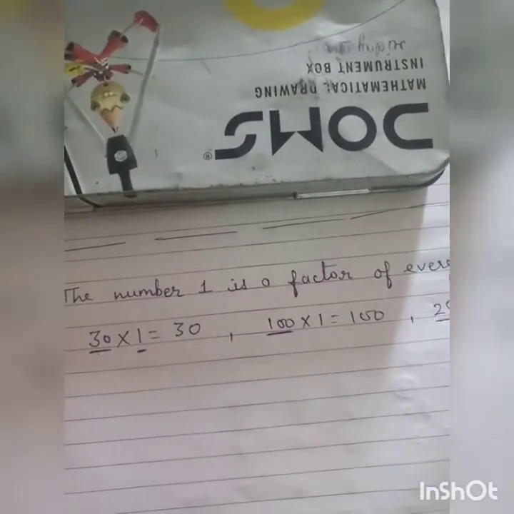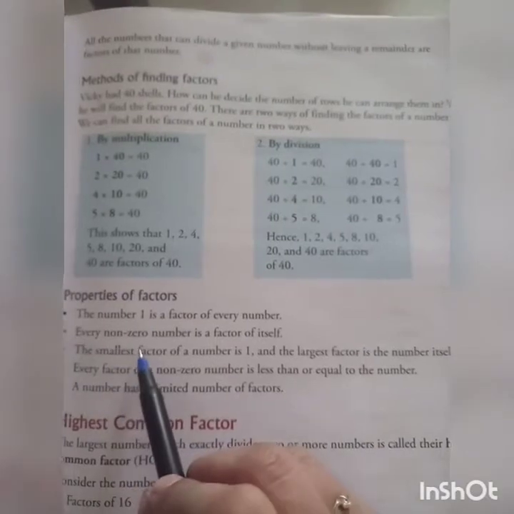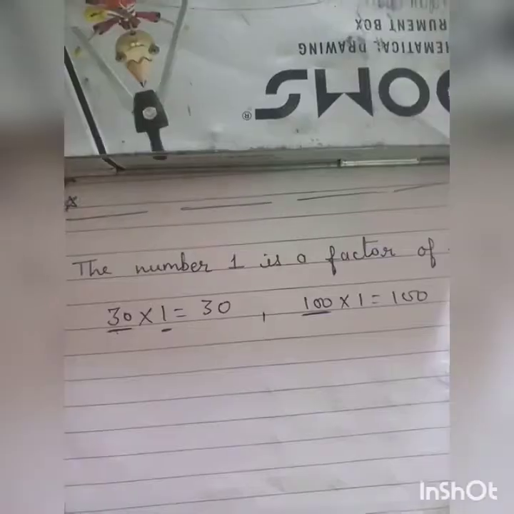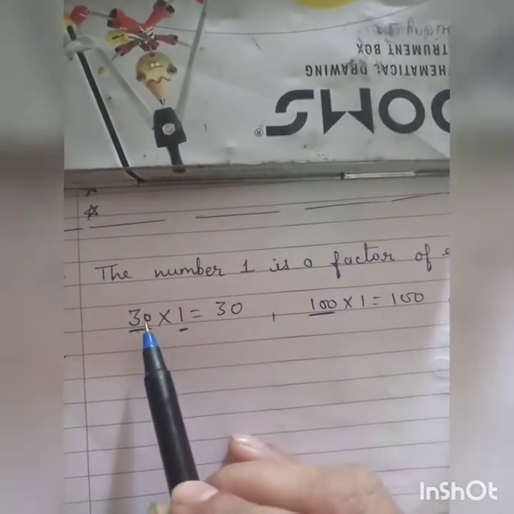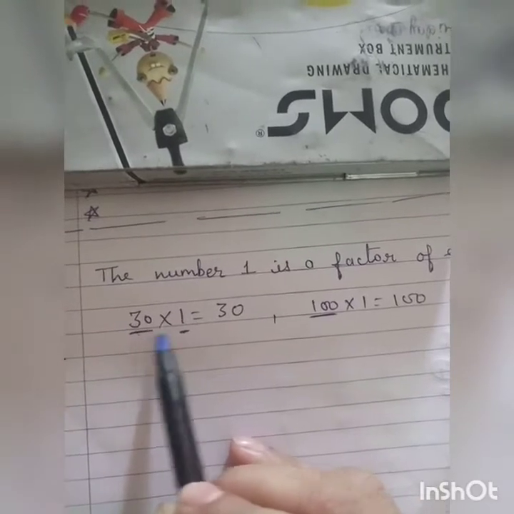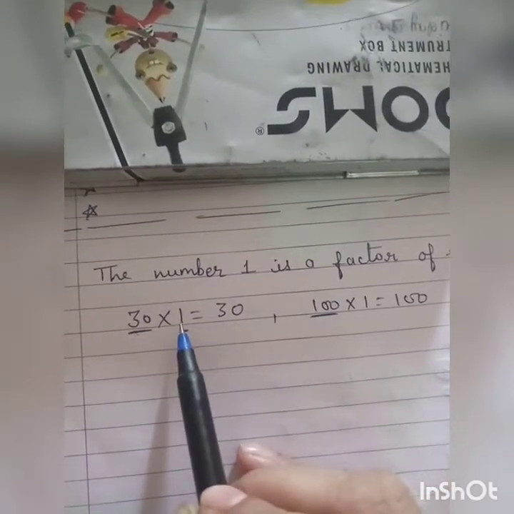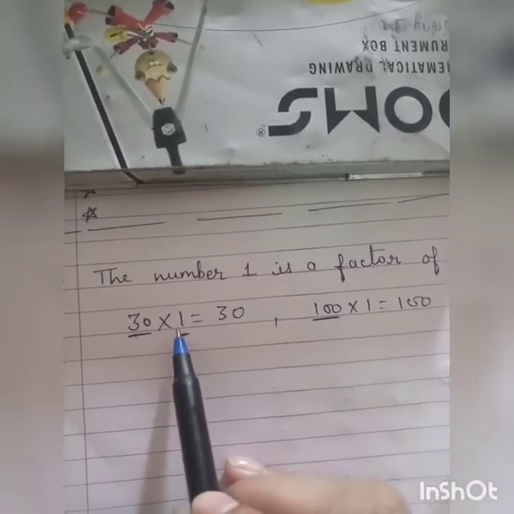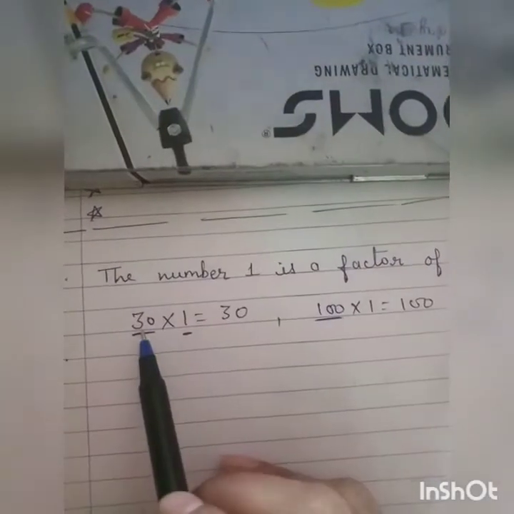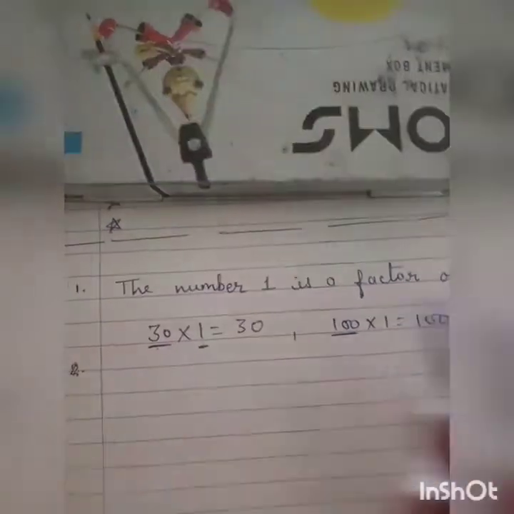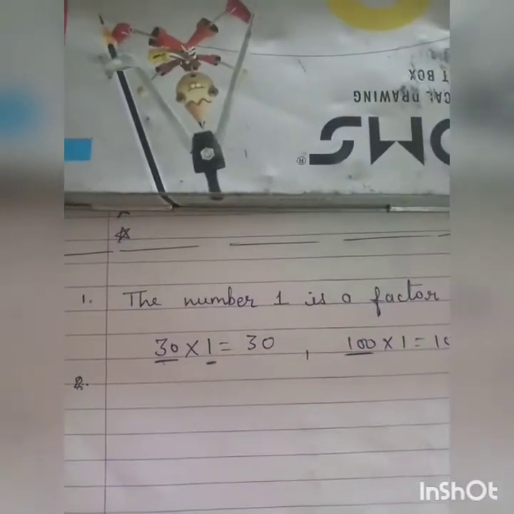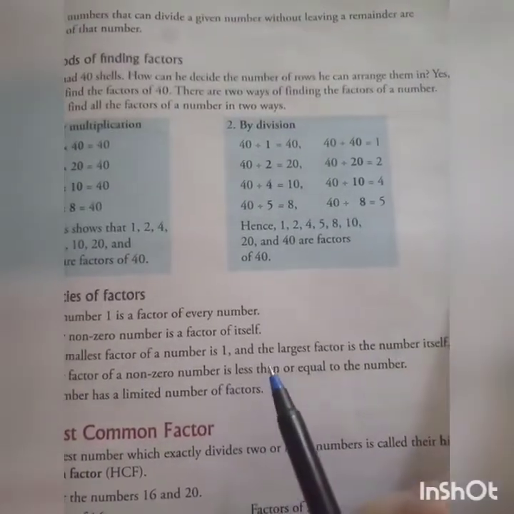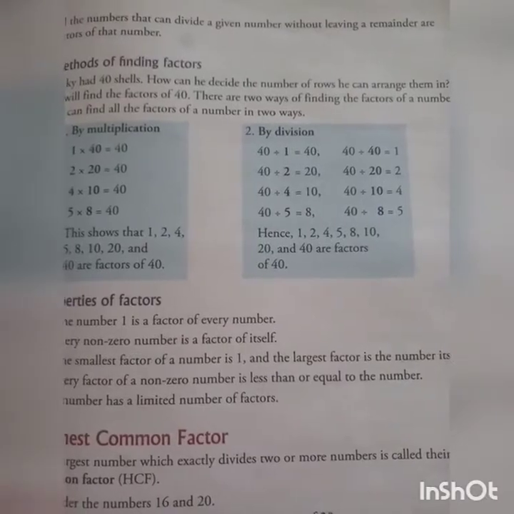The third property is that the smallest factor of a number is 1 and the largest factor is the number itself. Here in this example 30 is the largest factor of 30 and 1 is the smallest factor of 30. In between some numbers are there, but the smallest factor is 1 and the greatest factor is the number itself. I think it is also clear. I mean you understood. The fourth one is that every factor of a non-zero number is less than or equal to the number. What does it mean?